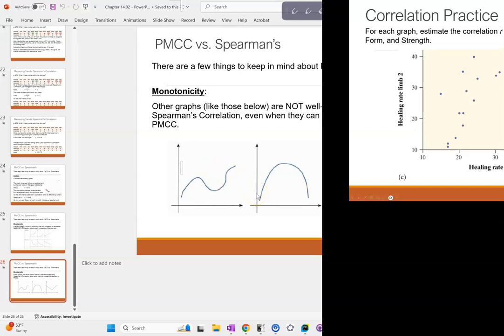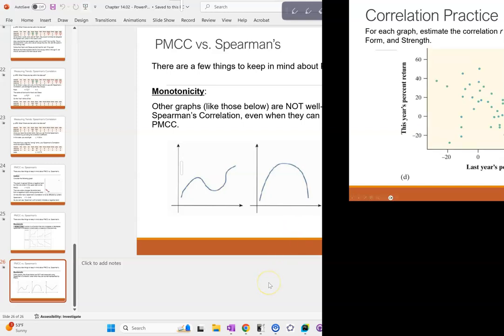Let's look at this one. Yeah, I think so too. R is 0, so there's no correlation here. Means that there's no direction, there's no form, and there's nothing to say, right? Everybody agree that this is just nothing going on here? Okay. How about this one?